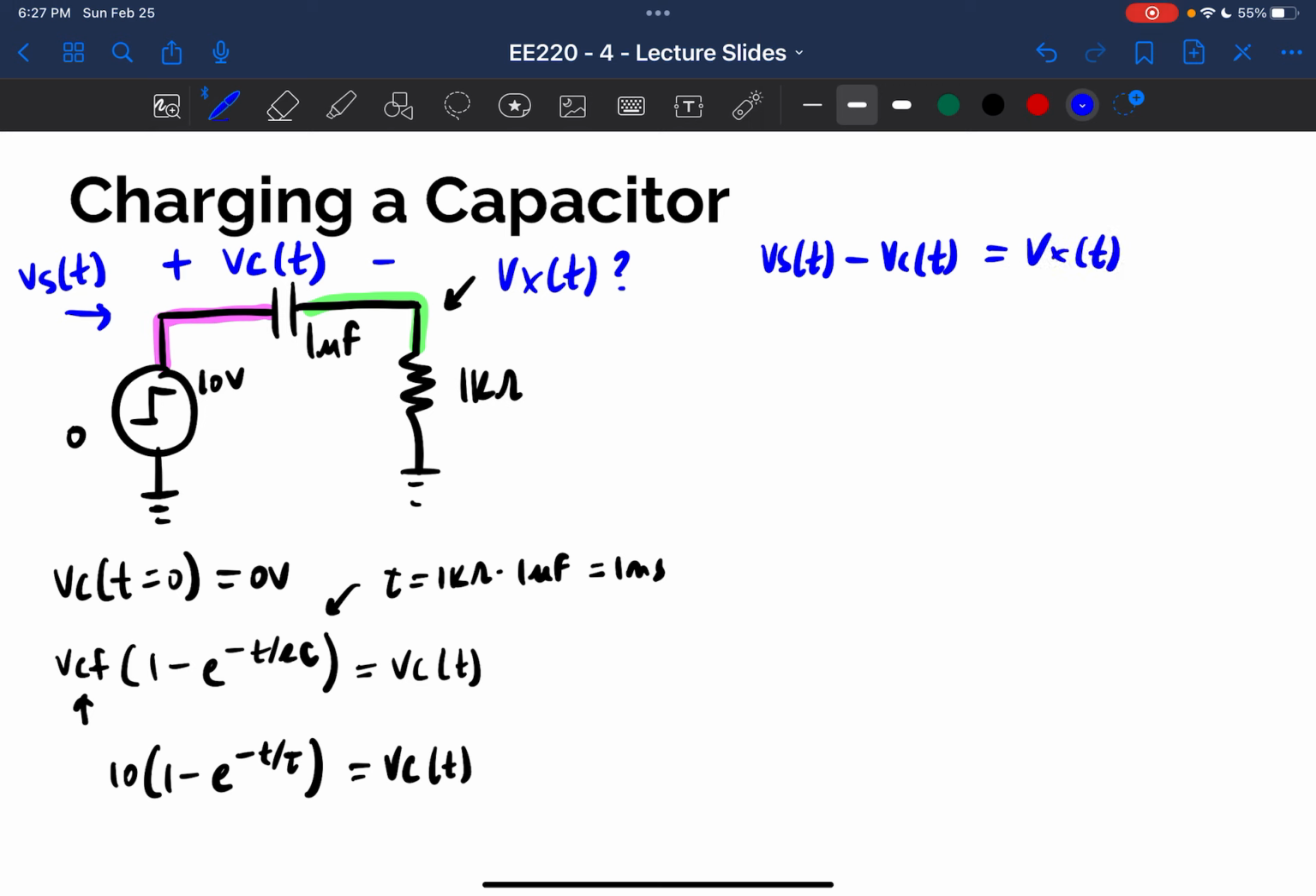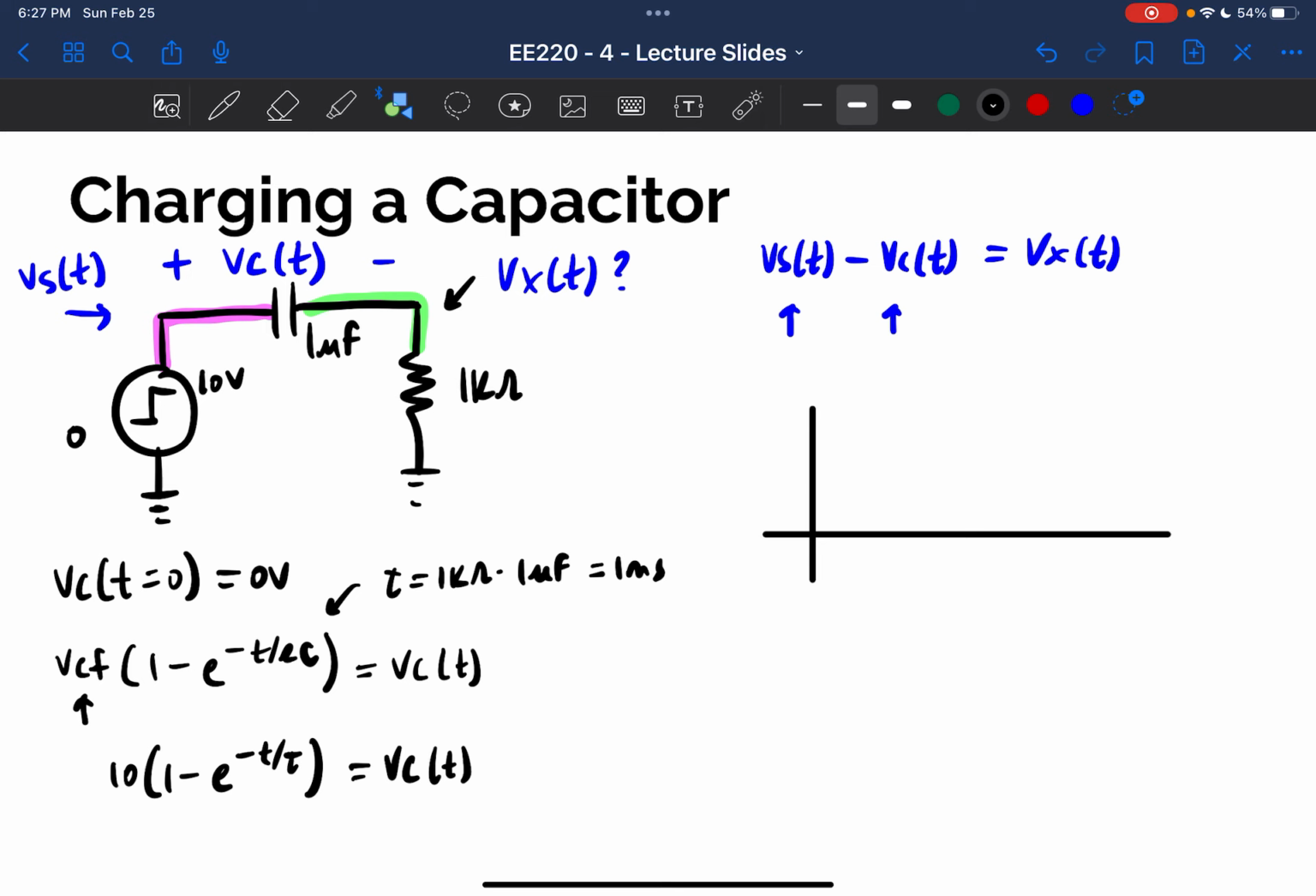So if I want to know anything about Vx of t, I need to figure out both Vs of t and Vc of t. Well, I just figured out Vc of t using my charging a capacitor equation. So what does Vs of t look like? Well, it's actually pretty simple. Let me go ahead and draw a little plot here.